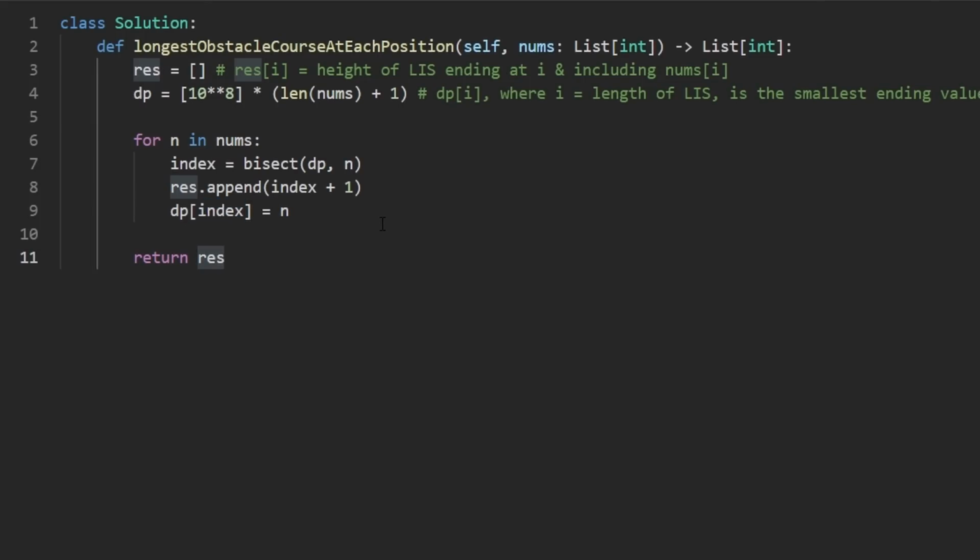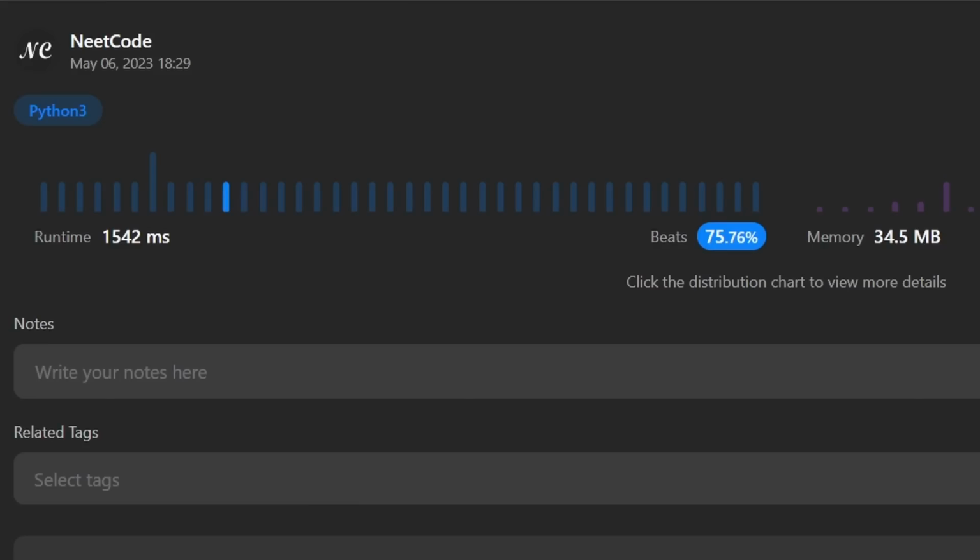I apologize if this was below my usual standard. I think one thing we're forgetting here is that bisect is actually belonging to an object. So I'll say bisect.bisect. This is basically running binary search on DP, looking for n, the first place we could insert it. Of course, we could also write out our own binary search, but I'm kind of running out of time. So I'm going to go ahead and run this to make sure that it works. And as you can see, yes, it does.